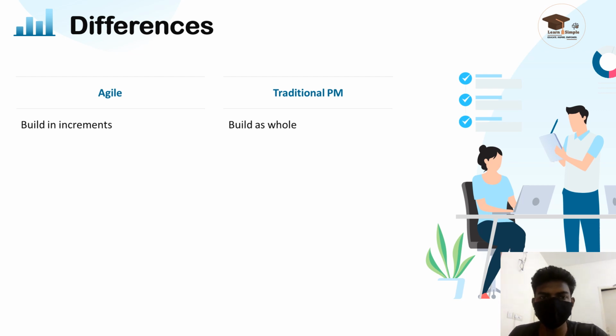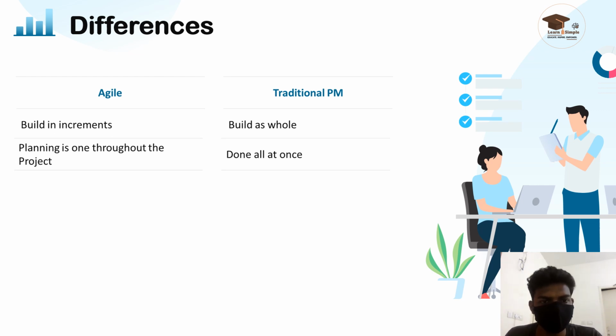Let's deep dive into the differences in specific. When it comes to Agile, the entire scope is built in increments. I would like to requote the example from the previous slide. In software development, the updates are given in increments. Whereas in traditional management, you will see the entire scope as a one-time delivery.